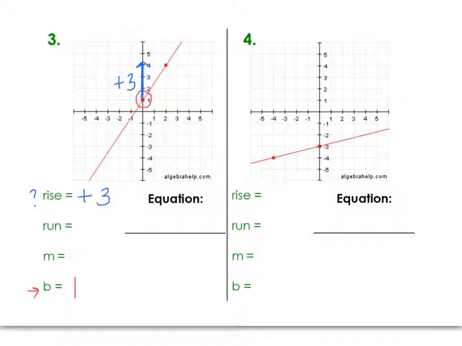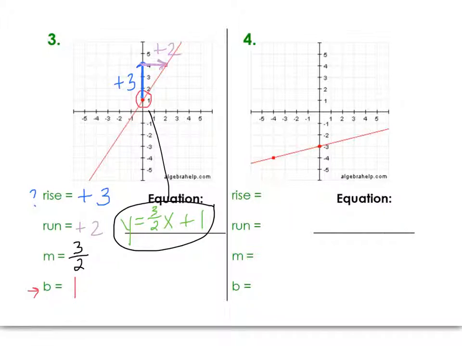What's my run? How far do I have to go to the right? Well, I go to the right 2 units. I'm going 2 units in the positive direction, so my run is positive 2. Well, my slope is rise over run, so positive 3 over positive 2. So the final answer, my equation of the line, is y equals m, which is 3 over 2, x plus b. This is the equation for that line. Let's try this one over here.